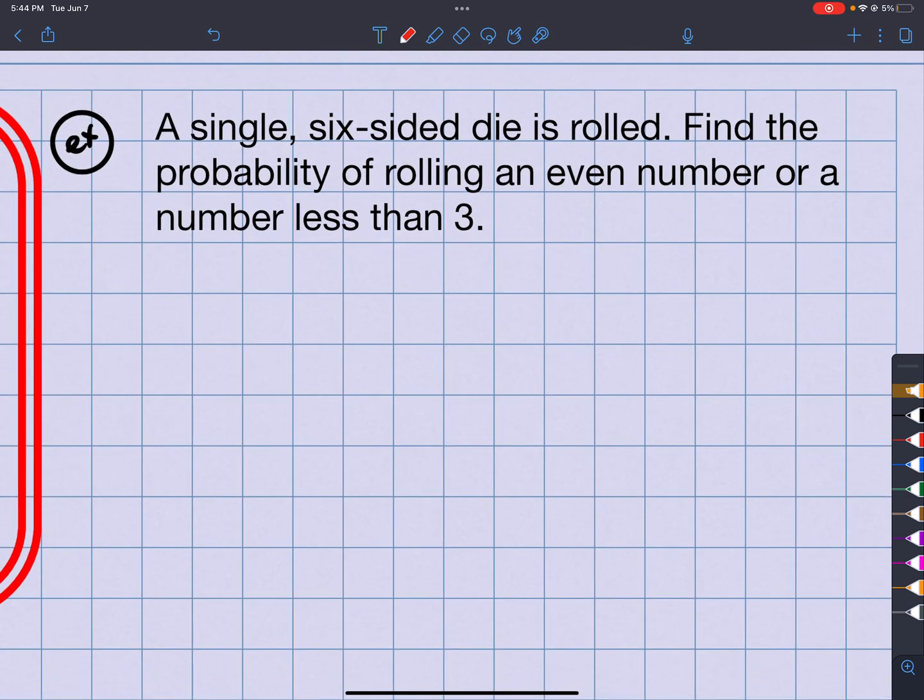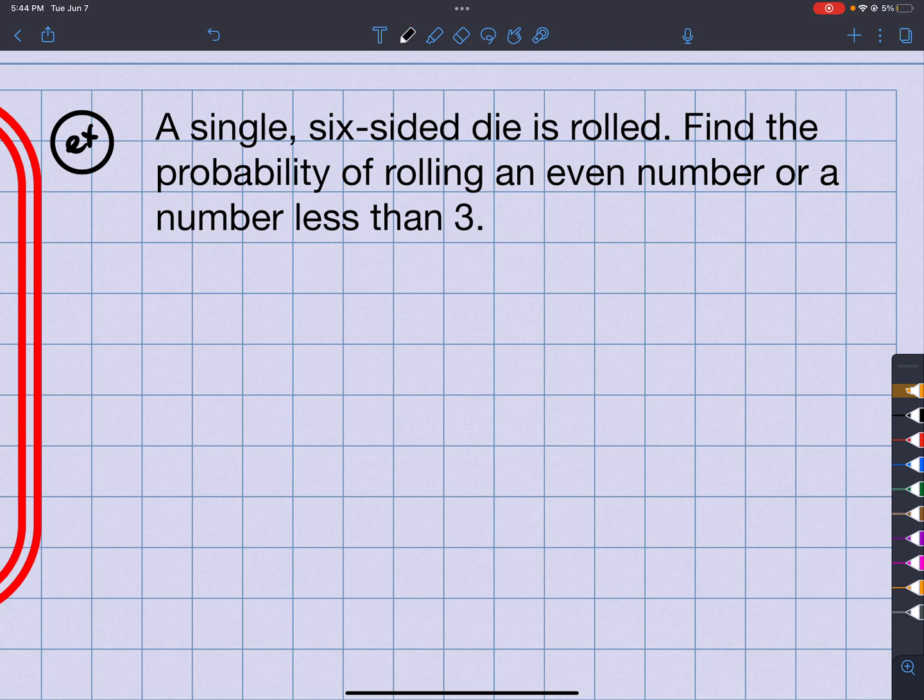So a single six-sided die is rolled. Find the probability of rolling an even number or a number less than 3. So the question is, can I roll a number that's less than 3 but still be even? The answer is yes. 2 would be even and less than 3. So this right here is not mutually exclusive.